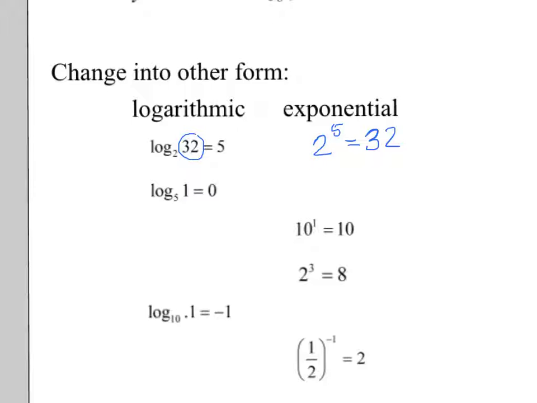The base of my logarithm is 5, so the base of my exponent is 5. It equals 0. That means my exponent is 0. And then inside of the logarithm is 1, so my exponential equals 1. And 5 to the 0 does equal 1, so it works out.